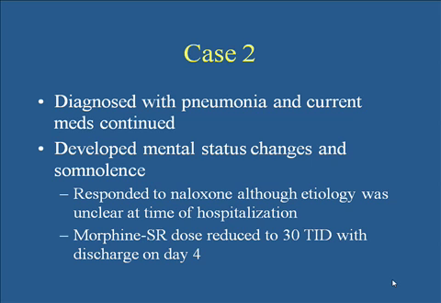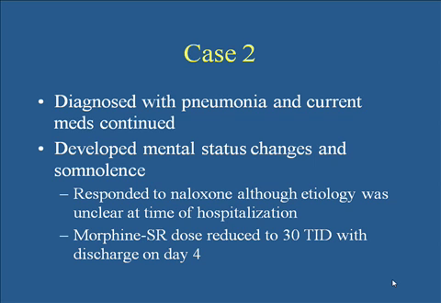So she comes in diagnosed with pneumonia, and current medications were continued from the nursing home. What happened is that on day 2, she started developing mental status changes and was somnolent. So she was given naloxone, and she responded to this. But the etiology at the time was unclear why she became somnolent, because all we had done is just continue the medications from the nursing home. So since she had responded to the naloxone, we thought, well, it's got to at least be the morphine.